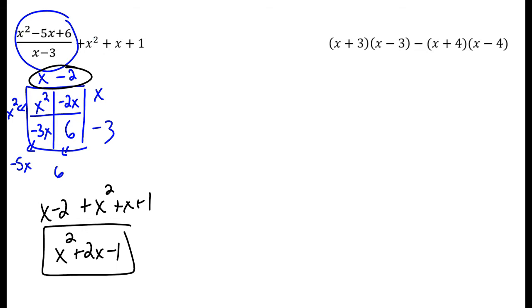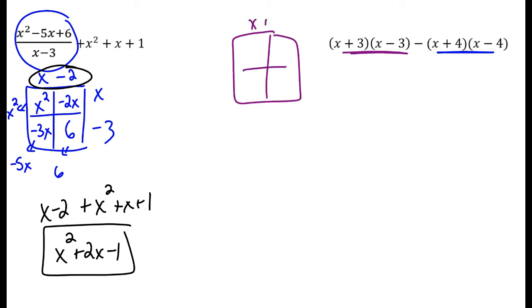The fourth one here, I have x plus 3 times x minus 3 minus x plus 4 times x minus 4. Well, multiplication comes before subtraction, so I'm going to have to multiply those two terms together there. Well, how do I multiply polynomials? You've got it. Make a table.